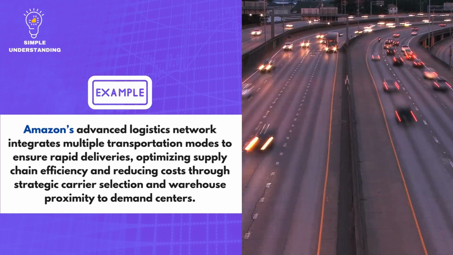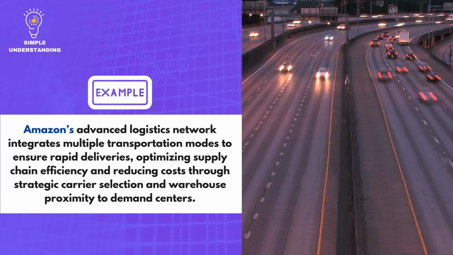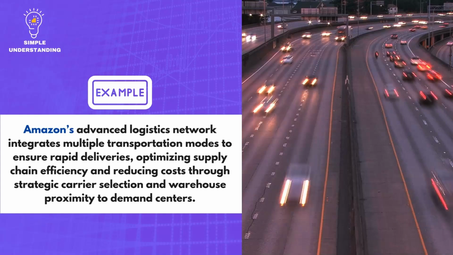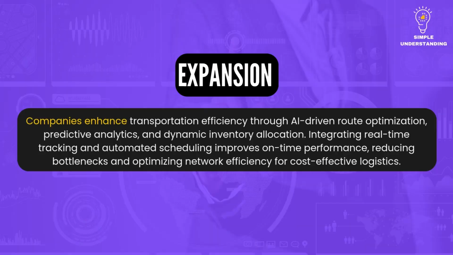Real company example. Amazon's advanced logistics network integrates multiple transportation modes to ensure rapid deliveries, optimizing supply chain efficiency and reducing costs through strategic carrier selection and warehouse proximity to demand centers. Expansion. Companies enhance transportation efficiency through AI-driven route optimization, predictive analytics, and dynamic inventory allocation. Integrating real-time tracking and automated scheduling improves on-time performance, reducing bottlenecks and optimizing network efficiency for cost-effective logistics.